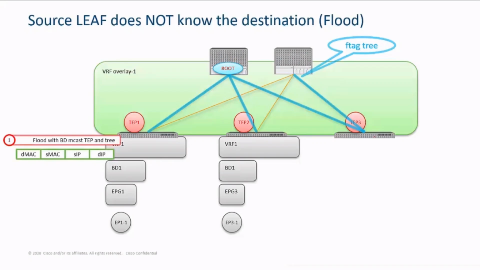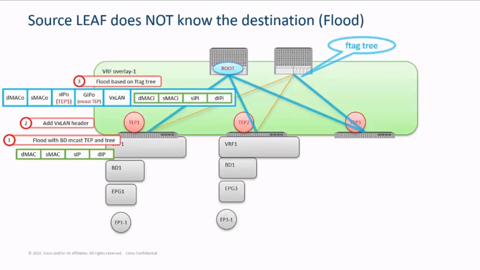So now that you're familiar with this tree, let's do a packet walk here. Let's say endpoint 1.1 is going to send traffic to endpoint 3.1. Leaf 1 doesn't know where the destination MAC is, and we enabled flooding. So what we're going to do is the leaf is going to send it over the F-tag tree. So we take that original frame and we slap an outer header on it.